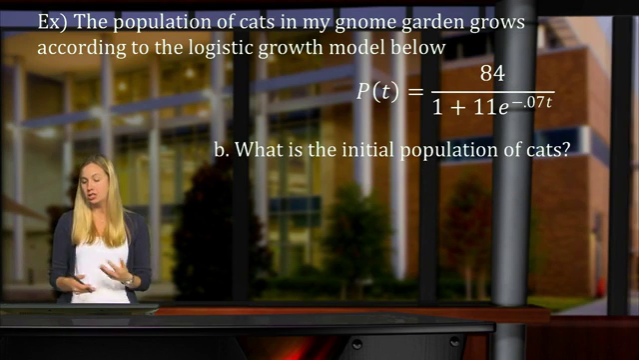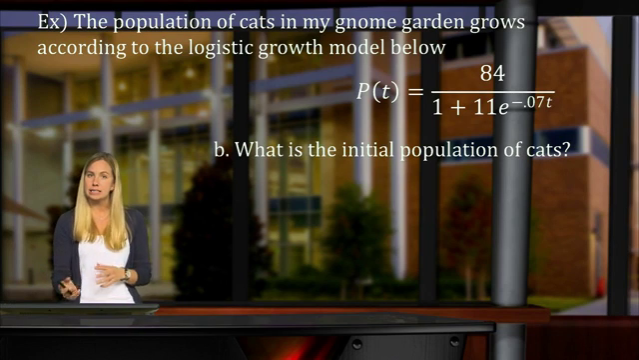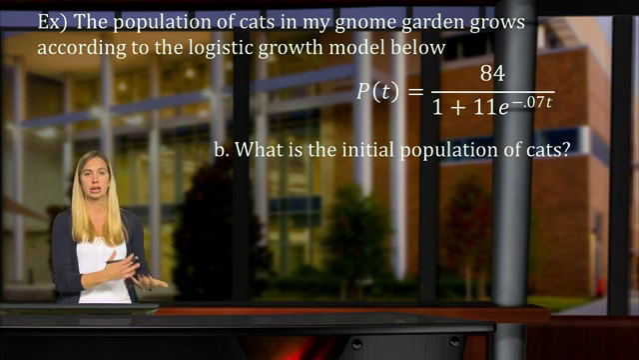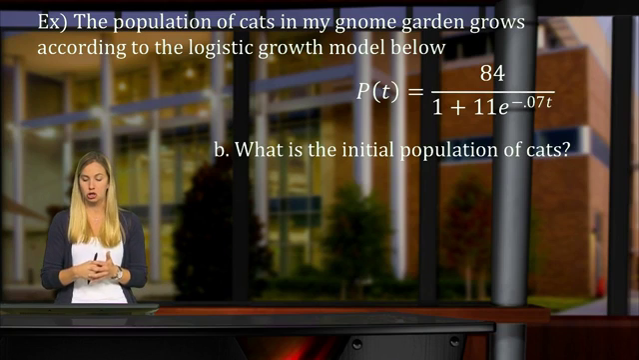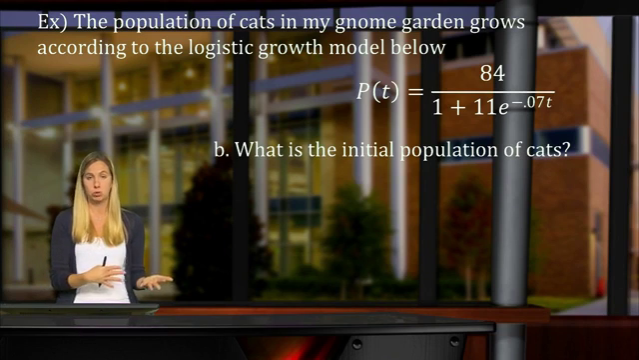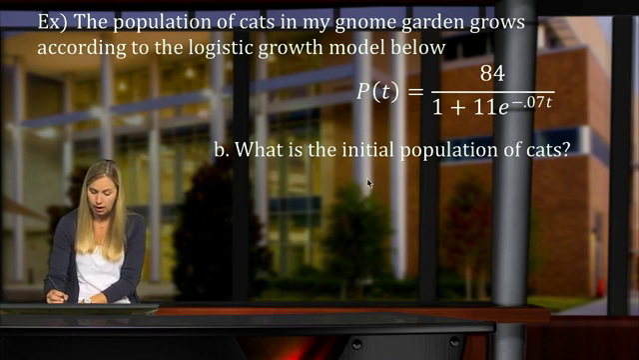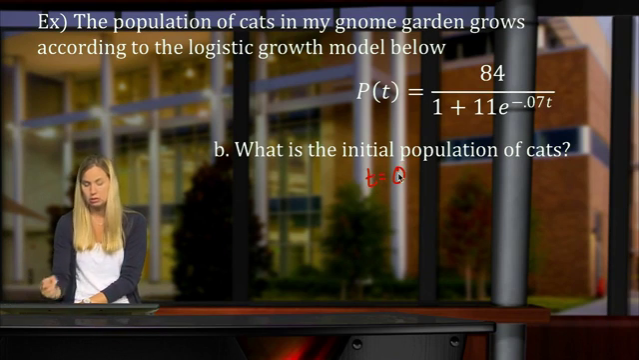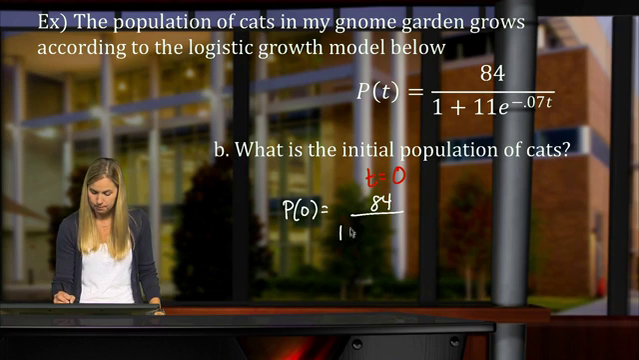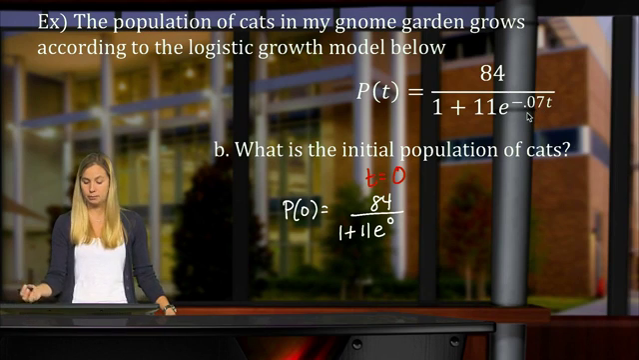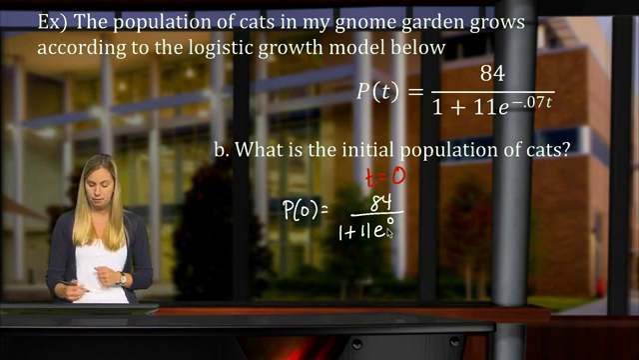What's the initial population of cats? Well, this isn't set up just like our other models for exponential growth and decay, so we're not looking at just that lead coefficient like we were then. We actually have to solve for our initial population. But if we're referring to the initial population, what is the value of t? Well, initially t is 0. So we plug in t equals 0. And negative 0.07 times 0 is still 0, so I just substituted that in.